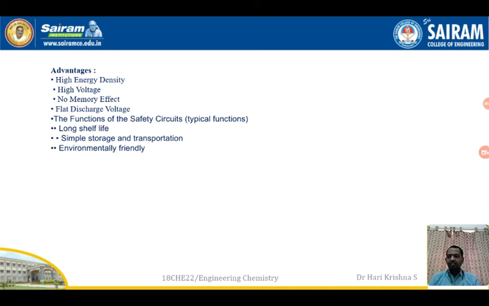Why is it called environmentally friendly? Because the reactions are not toxic. Since the reactions are not toxic, it is called environmentally friendly. So you know what energy density is, you know what long shelf life is, we have discussed that already in our nickel metal hydride topic, right?